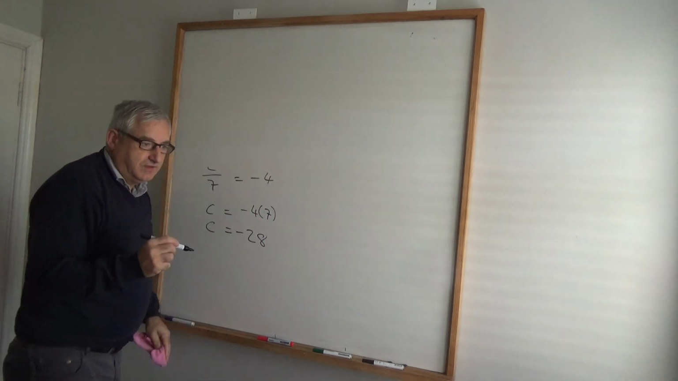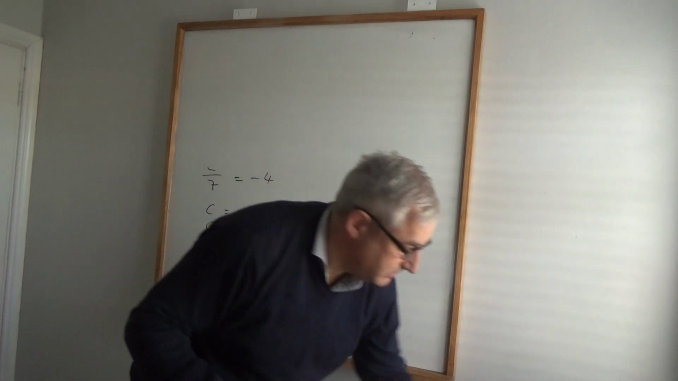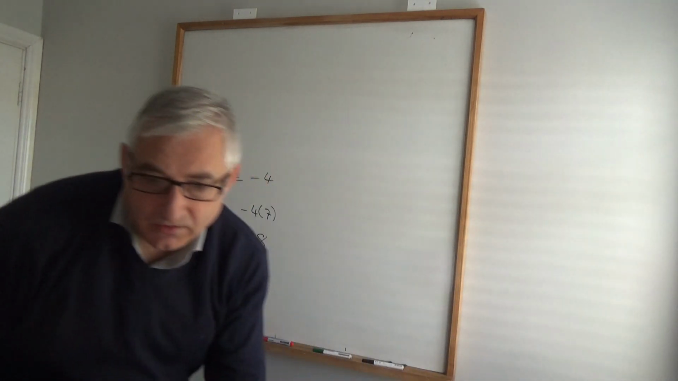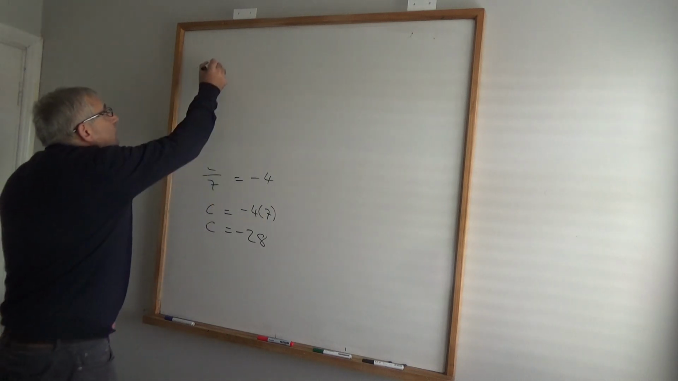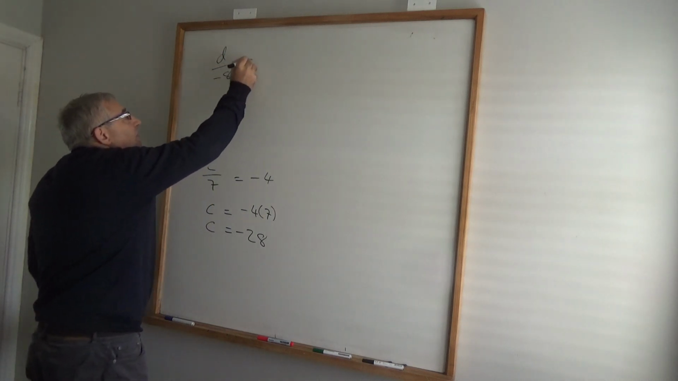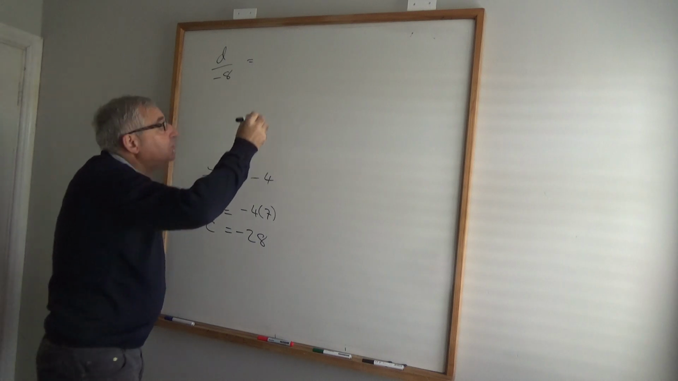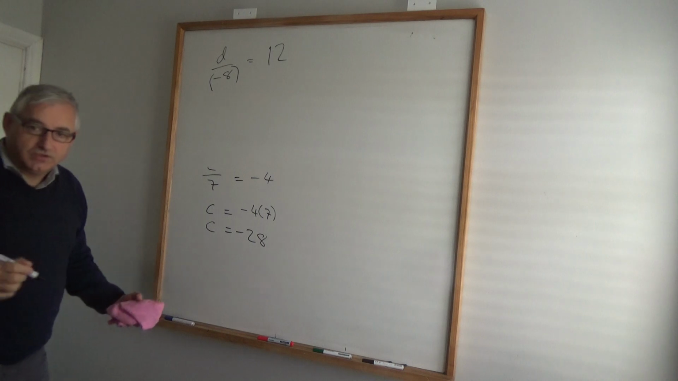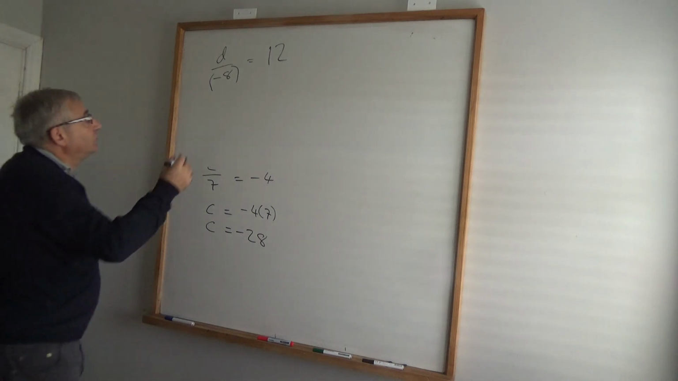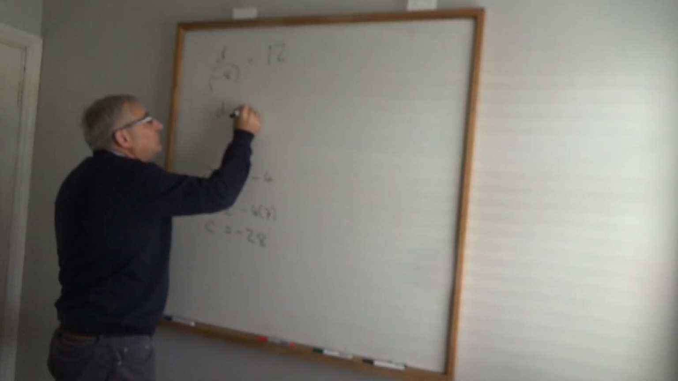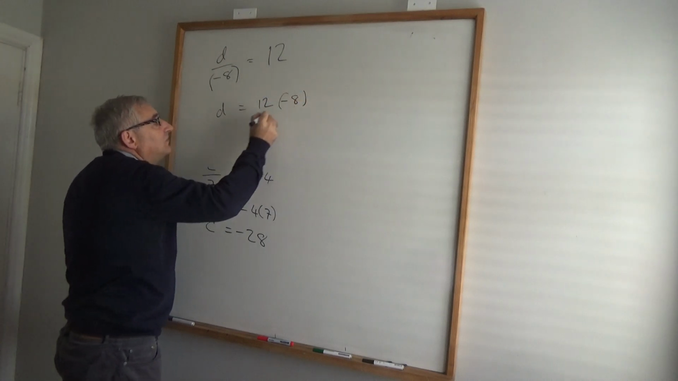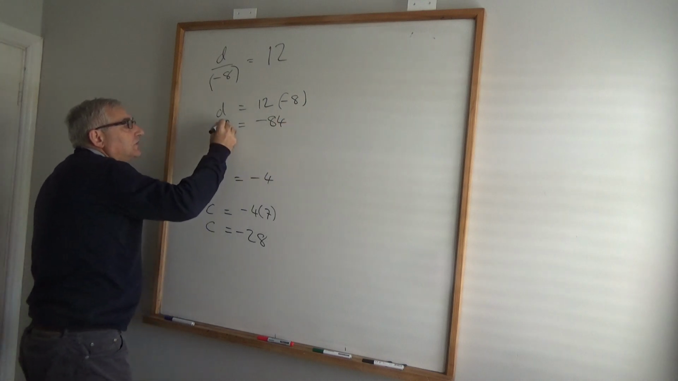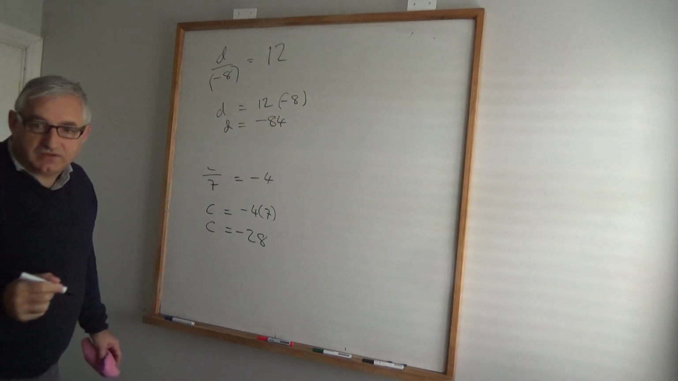Next up we have D over minus 8 equals 12. Okay, all the more important to put this in a bracket because we're bracketing up the entire integer, including the minus. So D is equal to 12 times minus 8. Okay, when you compute that, you get negative 84. D is equal to negative 84.